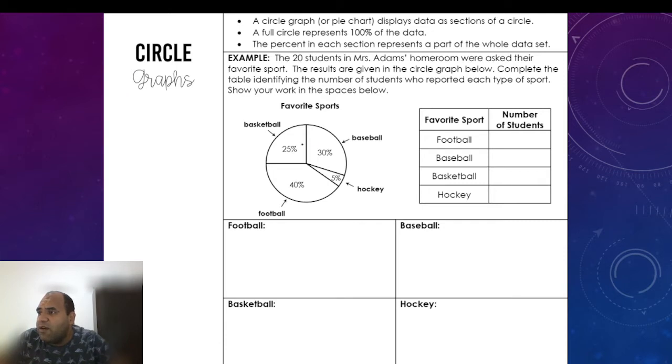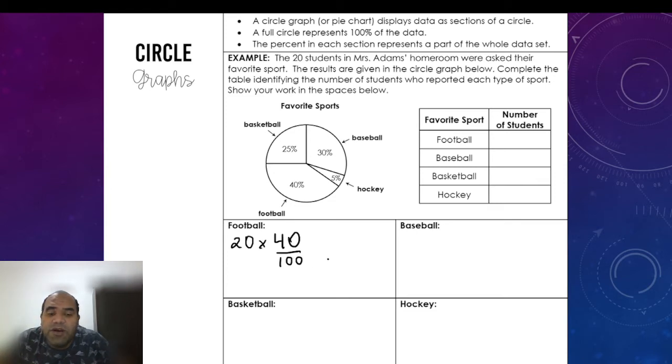Basketball was 25%. Baseball, 30%. Hockey, 5%. And football, 40%. How can we figure out and find it? In football, guys, we know that all the quantity of students is 20, yes? All the quantity is 20. And what is the percent of them who play football, guys? 40%. Oh, Mr. Dan, times 40%.